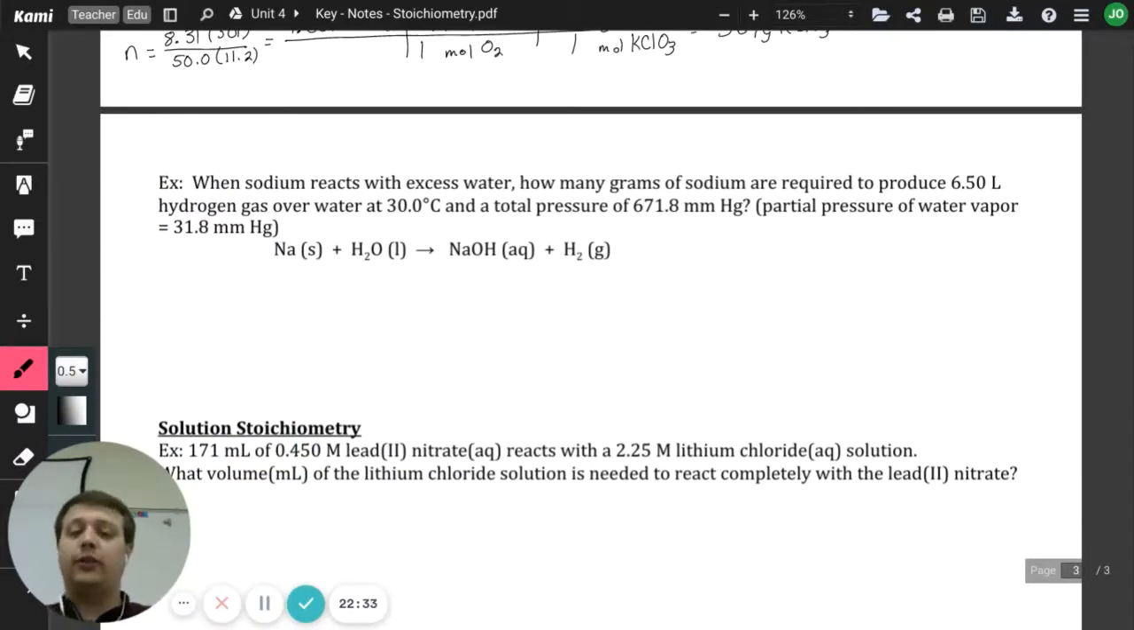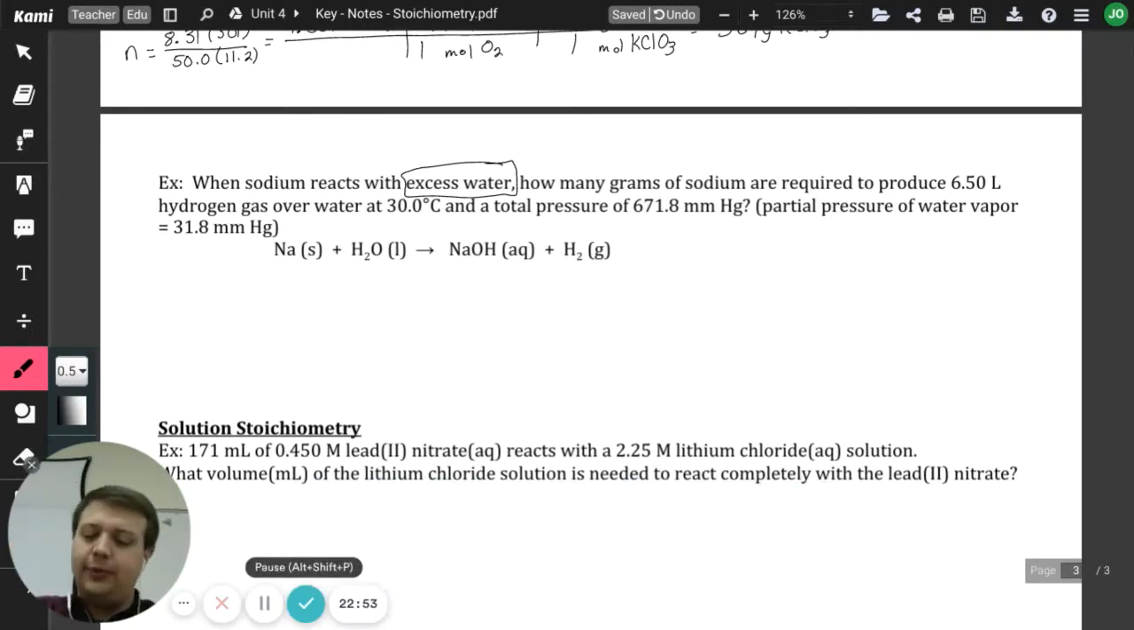I'm actually going to work this one with you because it does add one more thing to it, and that is talking about excess water. Now, remember, we know that water does exert some vapor pressure, and so we do need to take that into account a lot of times. So the question here, we have to take into account our partial pressure of water and subtract it out.